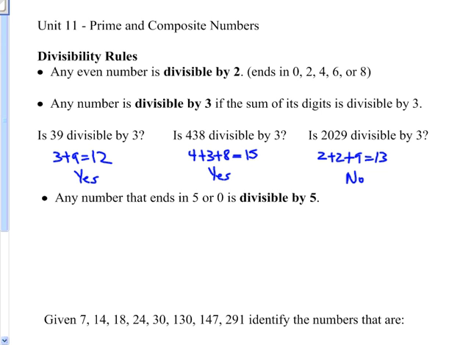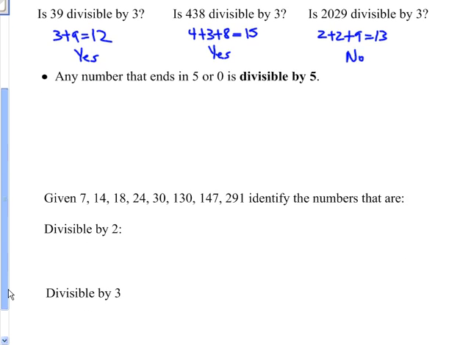All right, so we're worried about divisible by 2, divisible by 3. The other one we're worried about is divisible by 5. How do we know if a number is divisible by 5? Well, it turns out if we think about multiples of 5, 5, 10, 15, 20, 25, 30, 35, 40, all those numbers end in a 0 or a 5. So, can you tell if they're divisible by 5? Well, they've got to end in either a 0 or a 5.